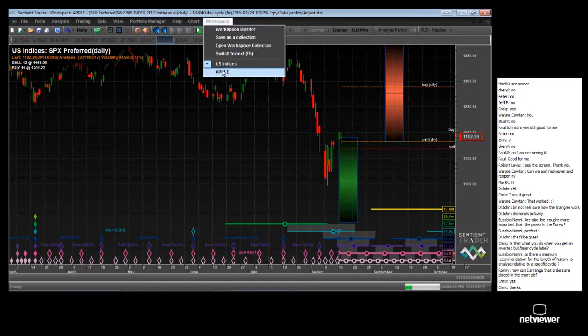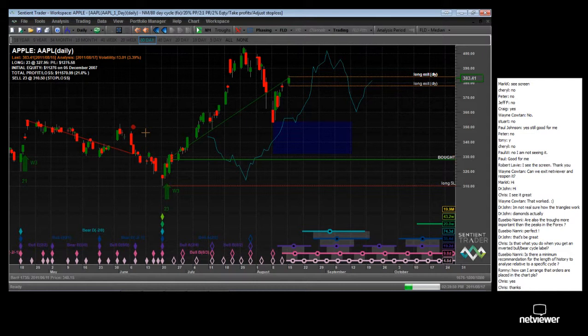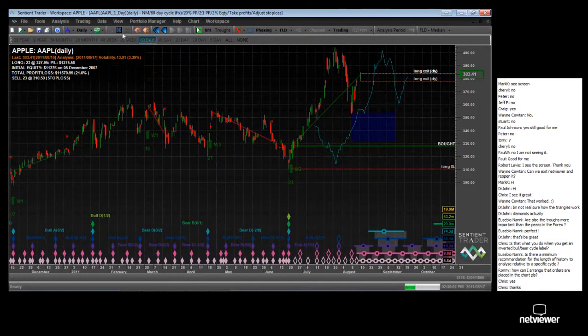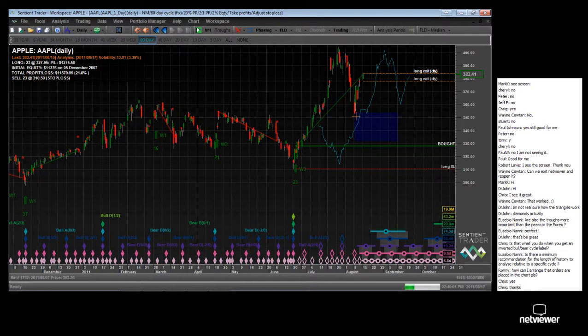Ronnie, how can I arrange that orders are in the chart, please? Okay, that's really easy. Orders are placed in the chart. There's a trading button here. I can turn off all the trading and turn it on again.